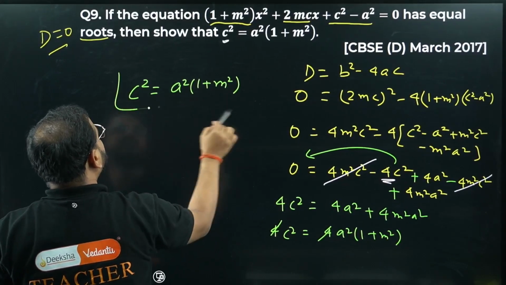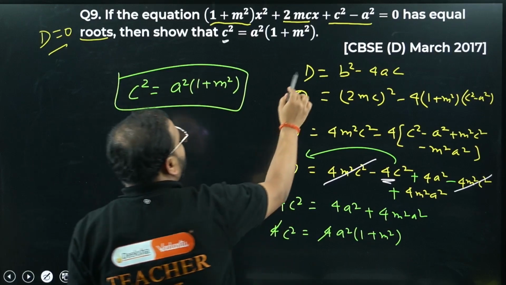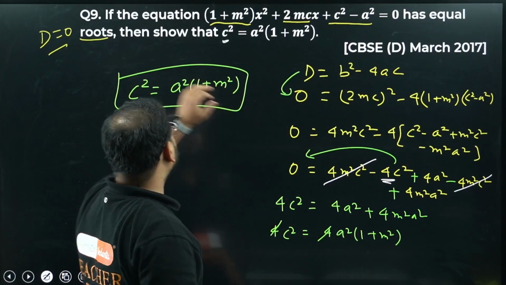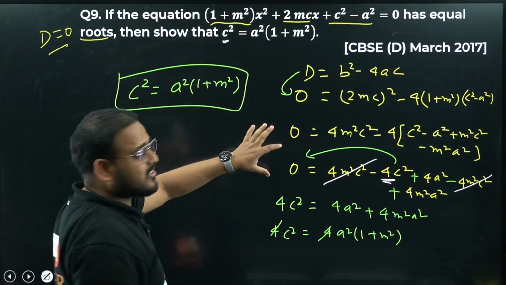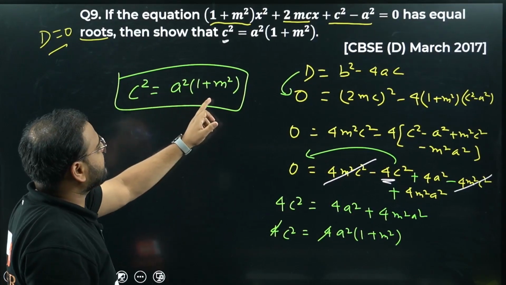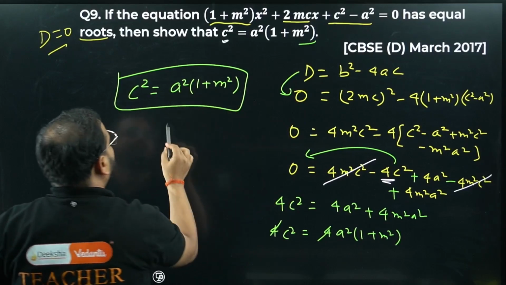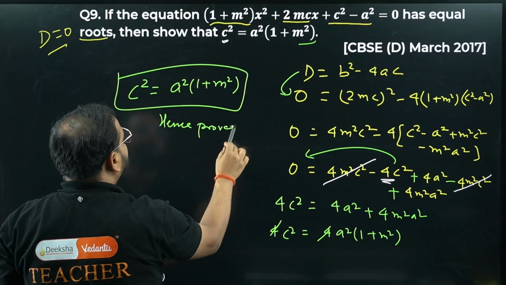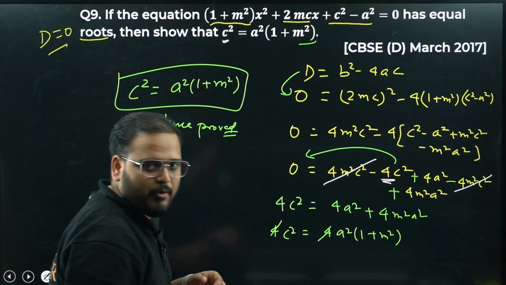And when did I get this condition, sir? Whenever I took D equal to 0. When I took D equals to 0, which was the condition for equal roots, I got the condition as c square equals to a square times 1 plus m square. Hence what? Proved. Hence proved, sir. Simple problem, simple.